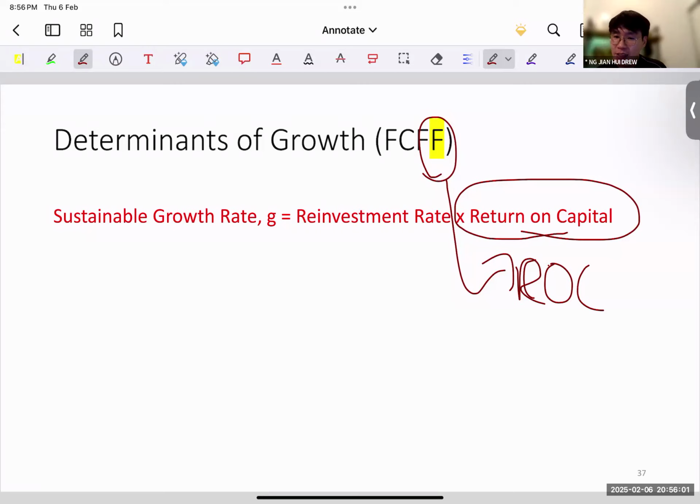What's ROIC? Return on what's the I? Sorry. Invested capital. Yeah, more or less the same.